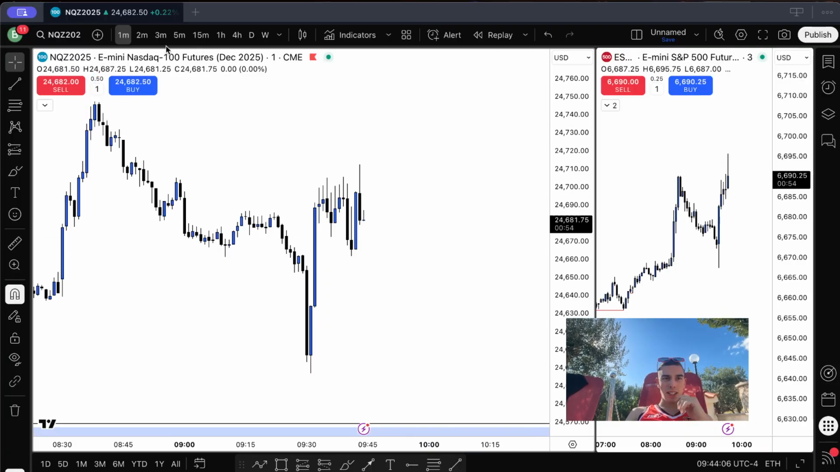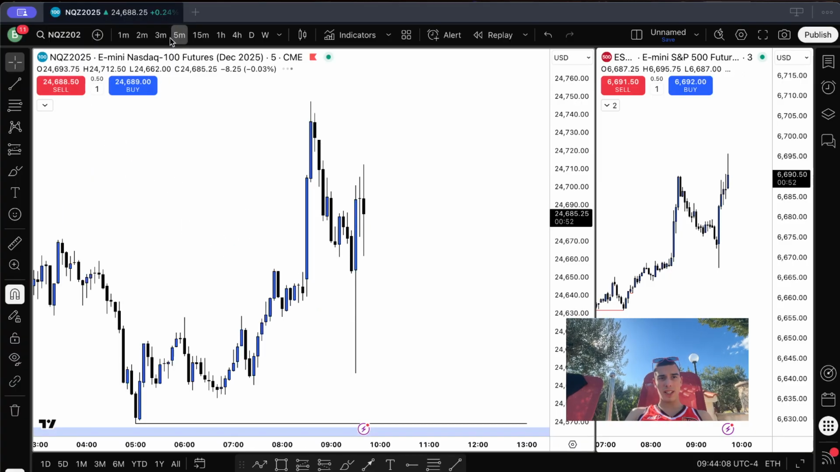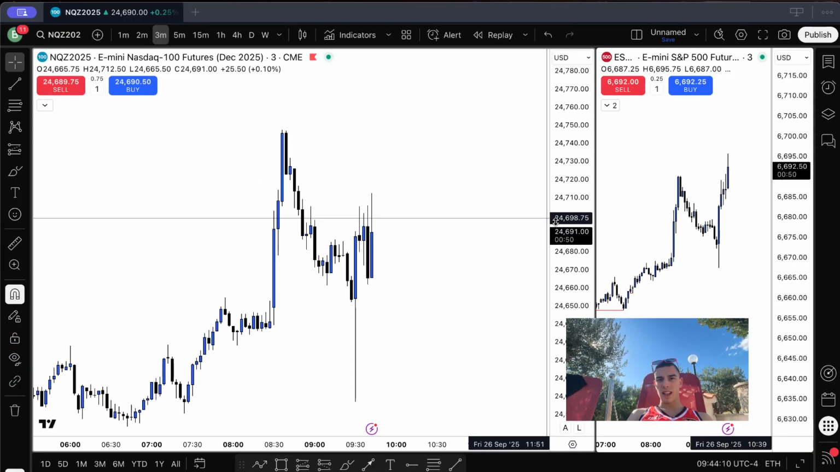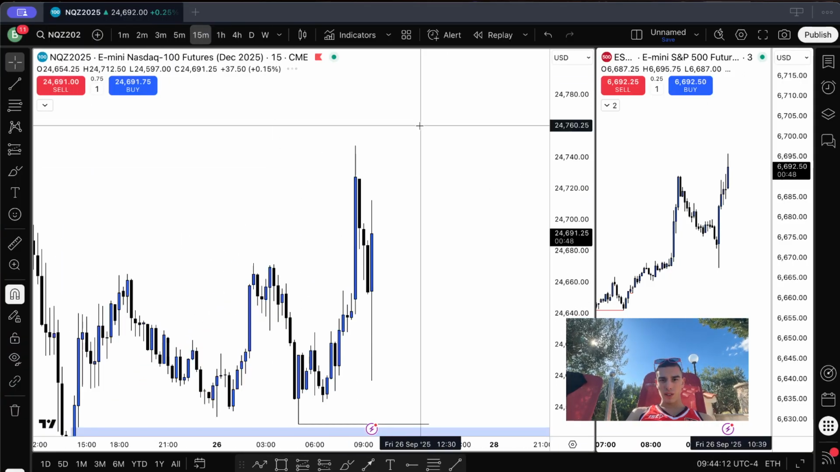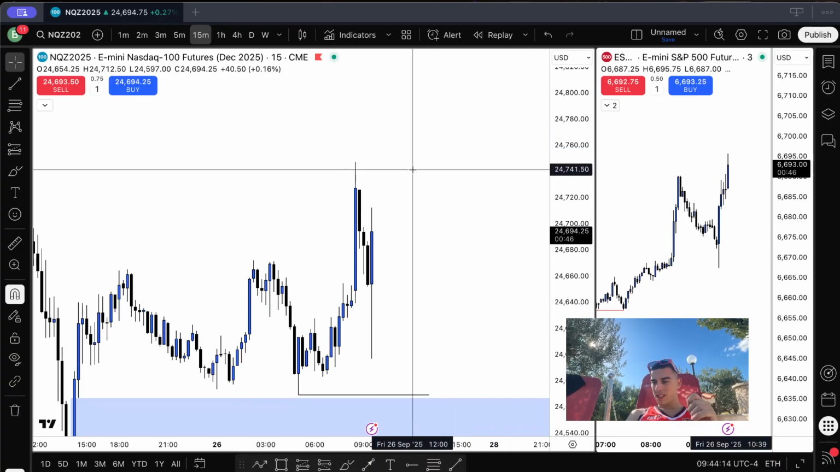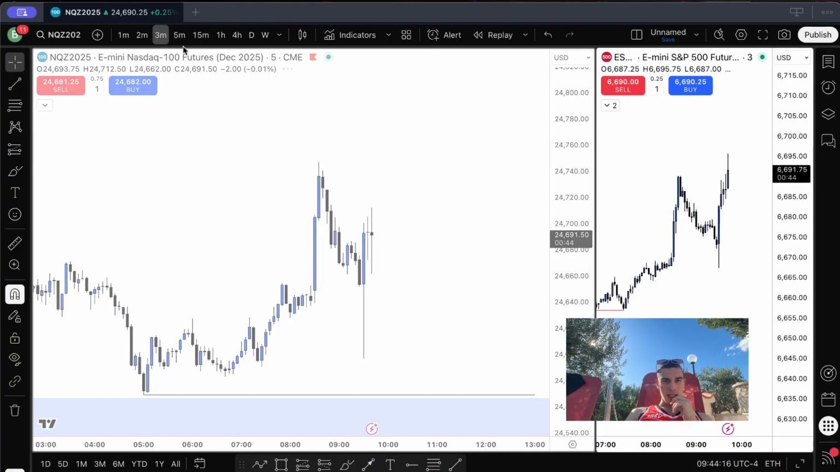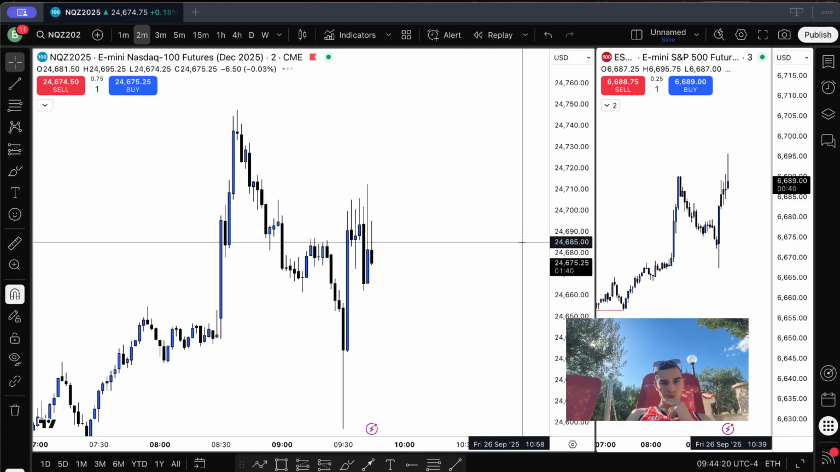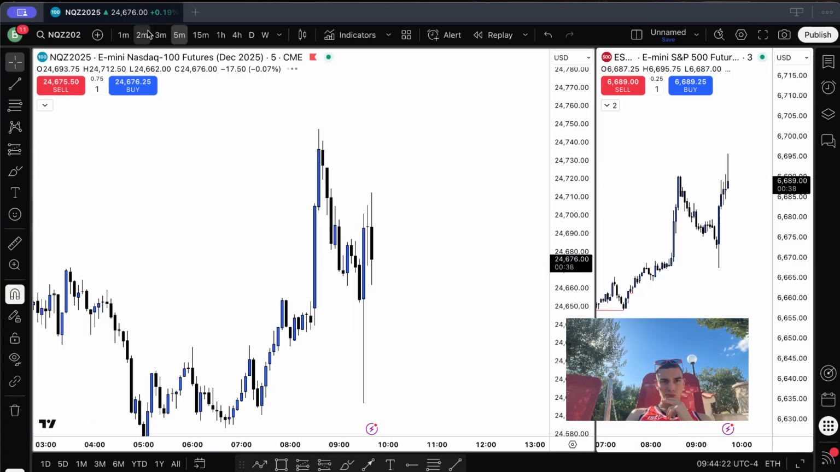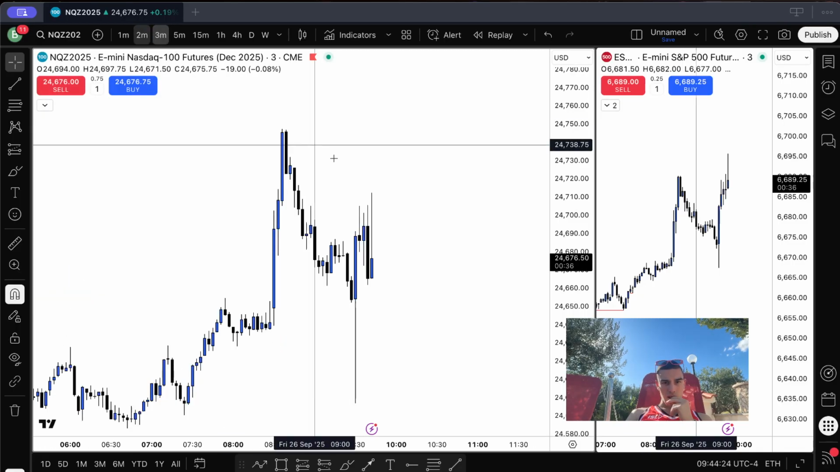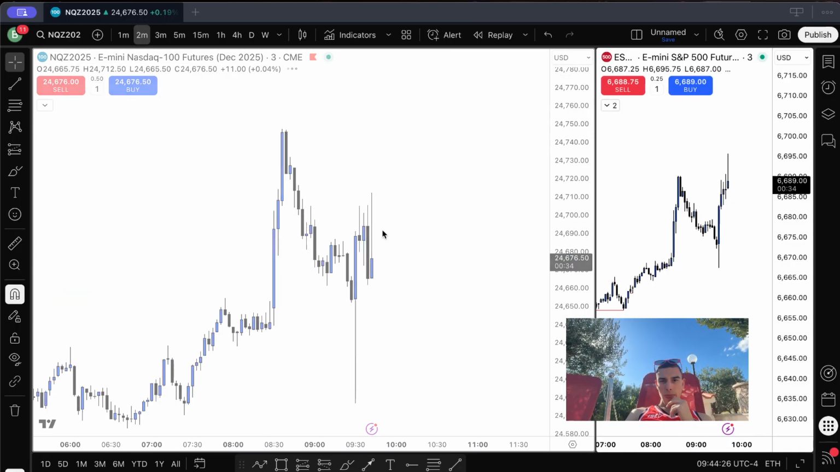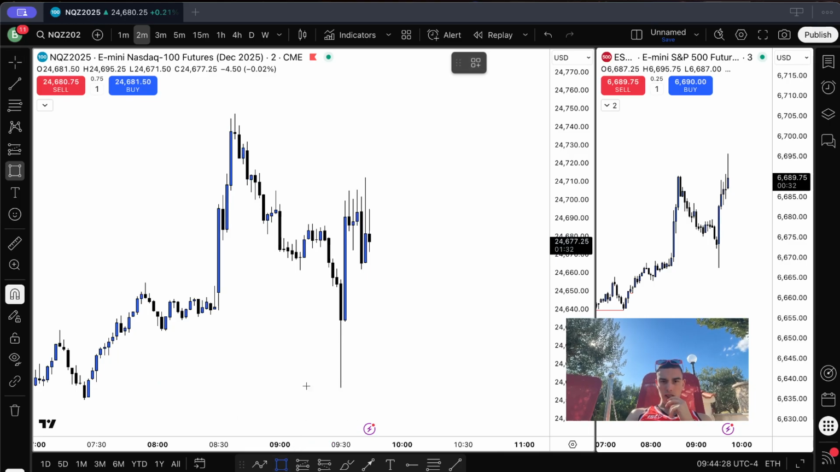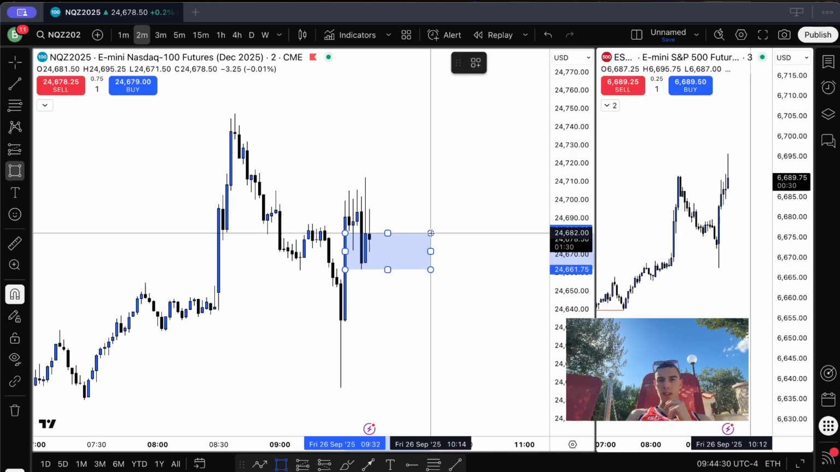Okay, guys, I don't think I'm gonna actually take any trades anymore because the market is just consolidating over here. So I'm not sure if I'm gonna take any trades here. Maybe this 2 minutes. We are gonna see how this fair value gap is gonna react in the market.